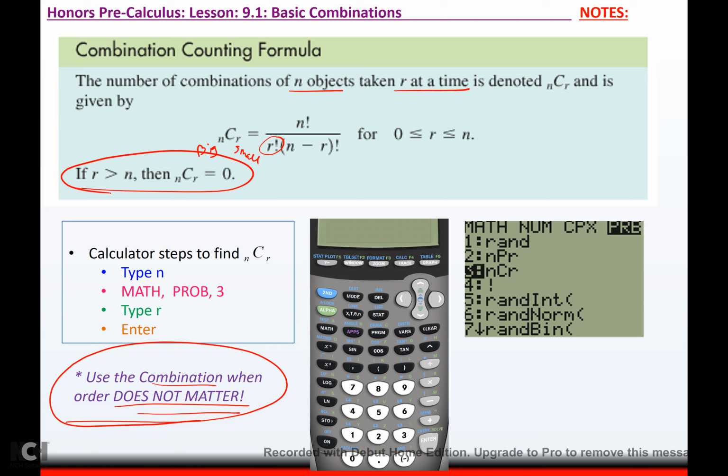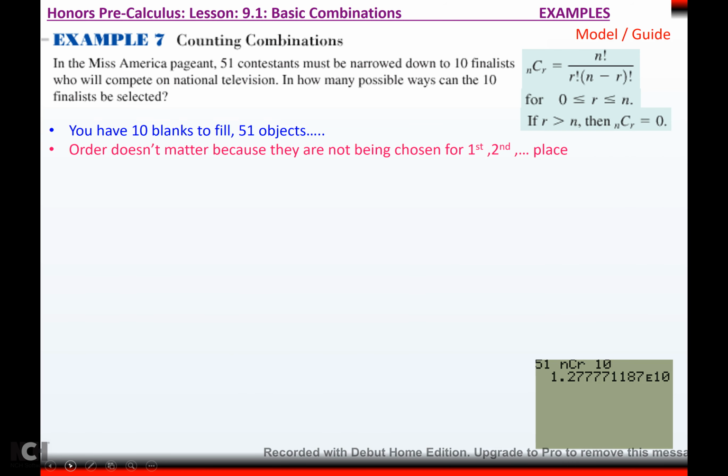To get it on the calculator, the factorial stuff is the same. It's the same calculator steps, except instead of hitting math prob 2, you're going to hit math prob 3. Permutation is 2, combination is 3. Alright, so for the Miss America pageant, 51 contestants must be narrowed down to 10 finalists who will compete on national television. In how many possible ways can the 10 finalists be selected?